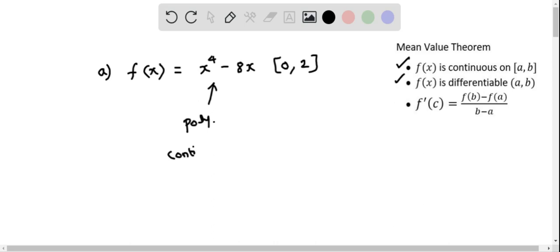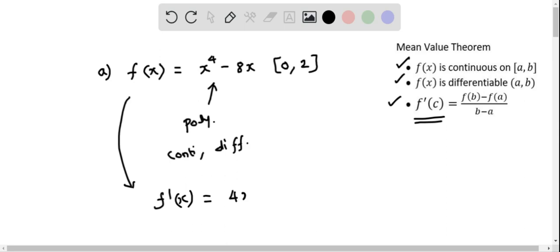That is, this function is continuous as well as differentiable, which means it must satisfy the condition f prime of c equals f of b minus f of a over b minus a. First I'm going to find the derivative of f of x so that we can find f prime of c. So f prime of x equals the derivative of x to the power 4 minus 8x. The derivative of x to the power 4 using the power rule is 4x cubed, and the derivative of negative 8x is negative 8, because the derivative of x is just 1. So it becomes 4x cubed minus 8.